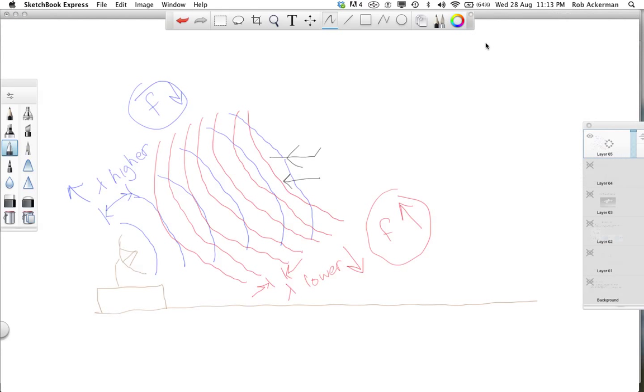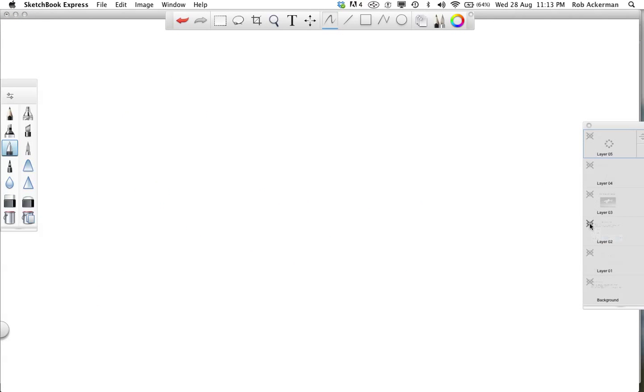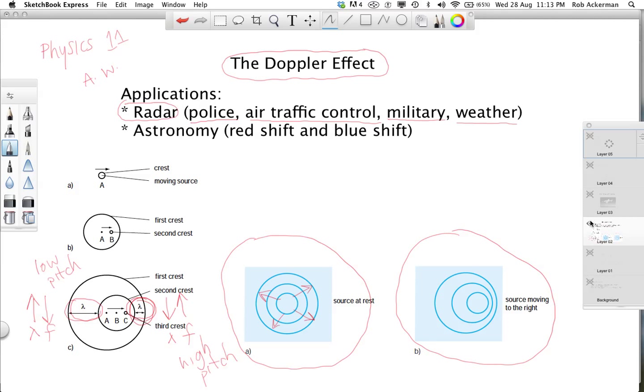And what the police do when they're trying to catch you speeding, well, actually, they're probably not trying to catch you speeding. They just don't want you to speed in the first place. But suppose you are speeding, that's how they do it. They're actually looking at the return echoes of the electromagnetic waves and comparing their frequency to the outgoing frequency. It's how air traffic control, military, and even weather forecasters work.